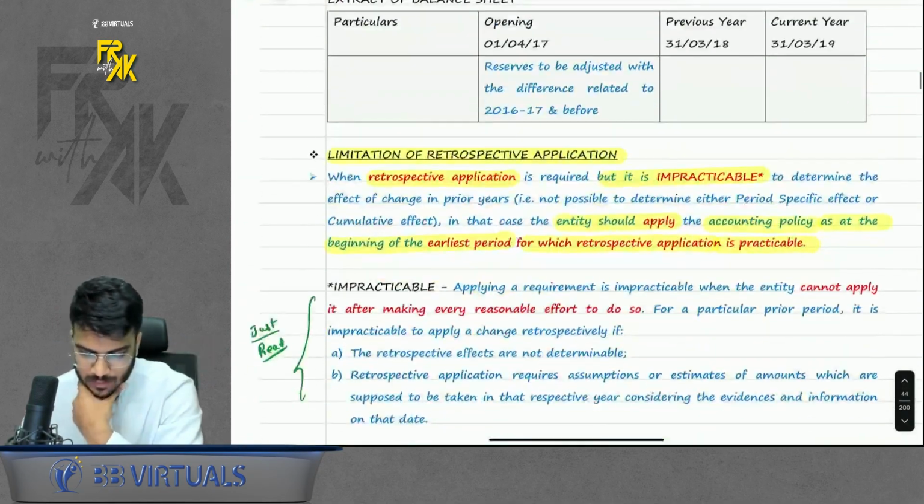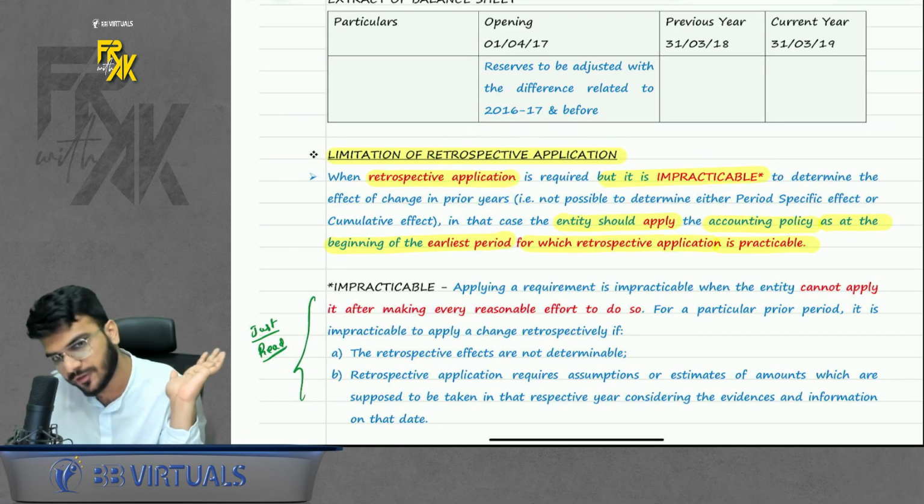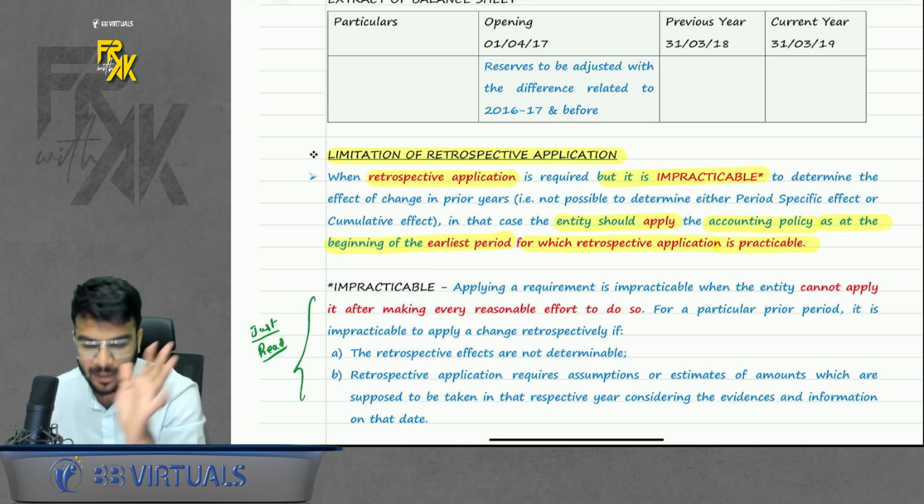Okay, yes. Also, one more thing is given. Sometimes retrospective application is impracticable. That means it is not possible to apply from the first day. So whenever it is practicable, apply from that particular day.